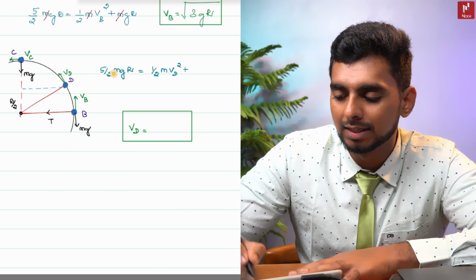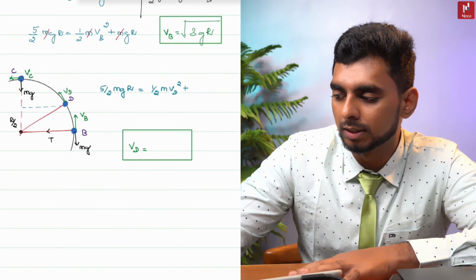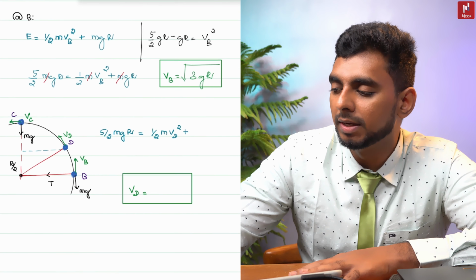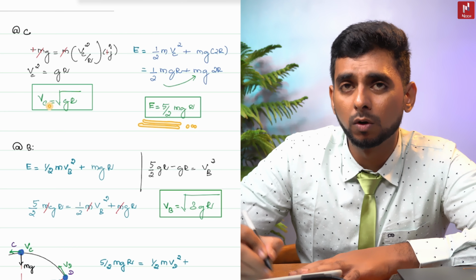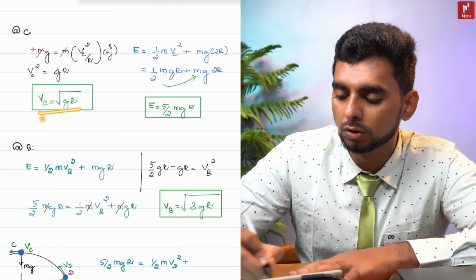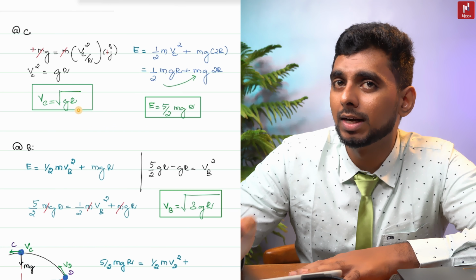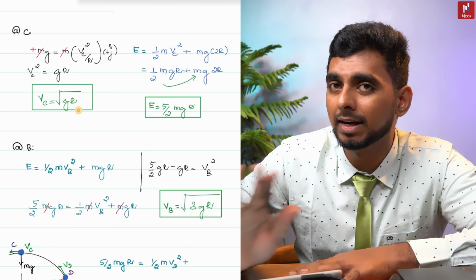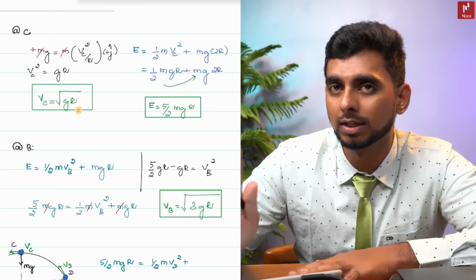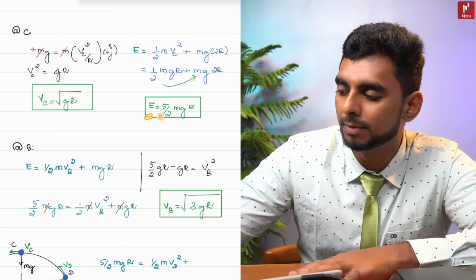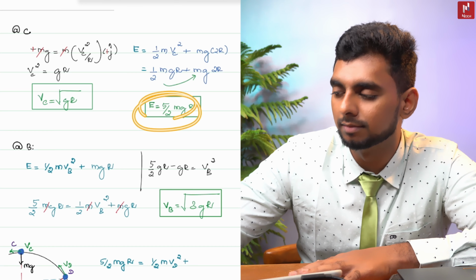To get that one, I'll consider the total energy to be 5 by 2 mgr, right? In this entire sum, it should be clear: the total energy will be equal to 5 by 2 mgr only if the velocity at the topmost point is root gr, which means the string should get slackened when it has reached the topmost position. There shouldn't be any tension in the string. T should be equal to 0. If that was the case, that is when E will be equal to 5 by 2 mgr, or else the total energy will be something greater than that.